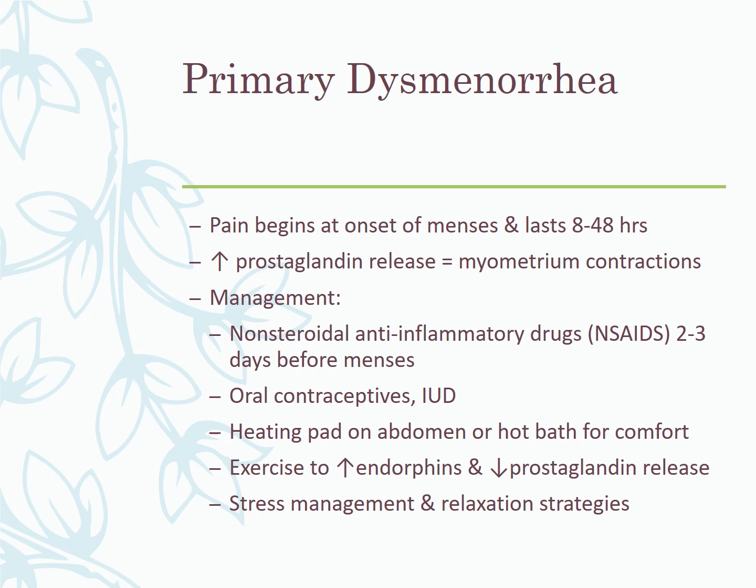With primary dysmenorrhea, pain begins at onset of menses and lasts 8 to 48 hours. There is an absolute physiological alteration in them because the increased prostaglandin release causes the myometrium to contract. It's most common in late teens and early 20s with primary dysmenorrhea, and the incidence does decrease with age. So when that myometrium contracts, they get vasospasm of the uterine arterioles and ischemia. It can be very, very painful.